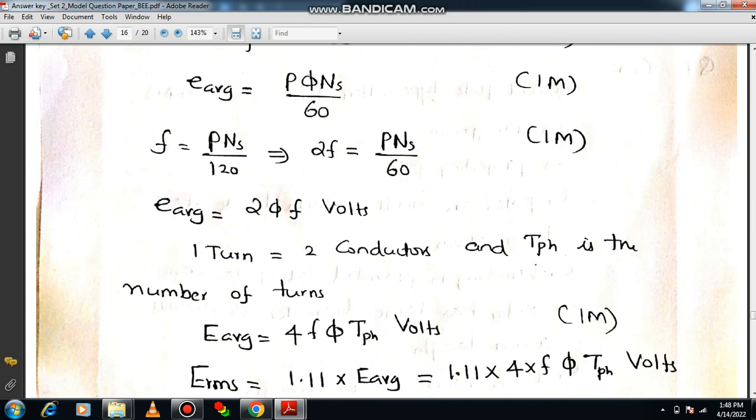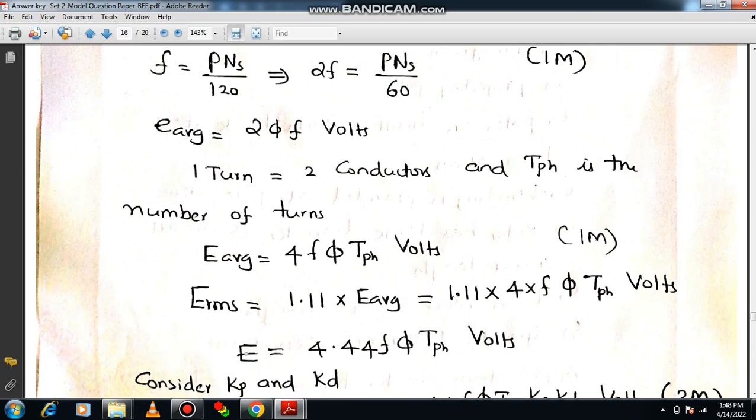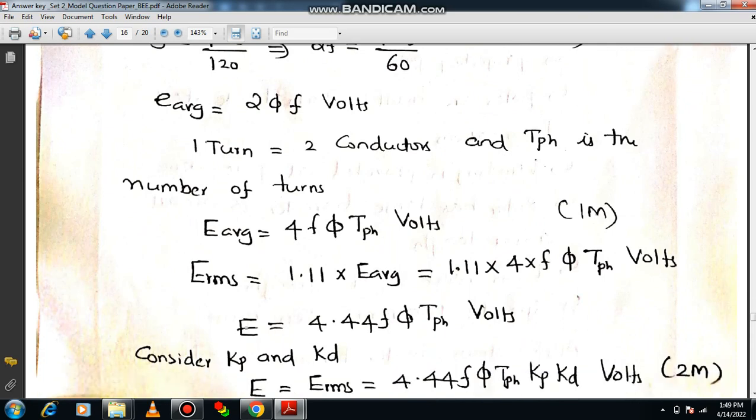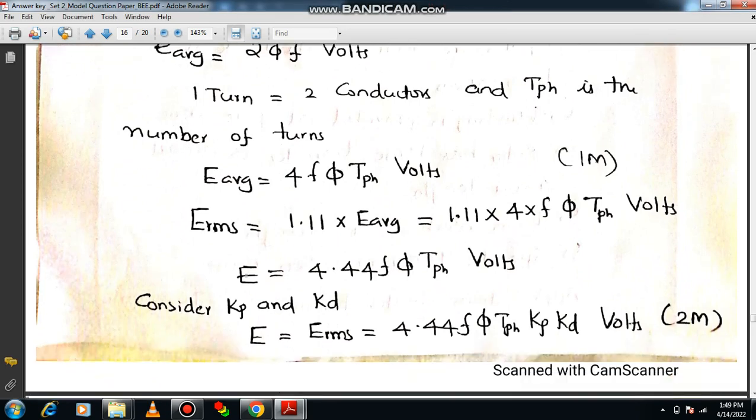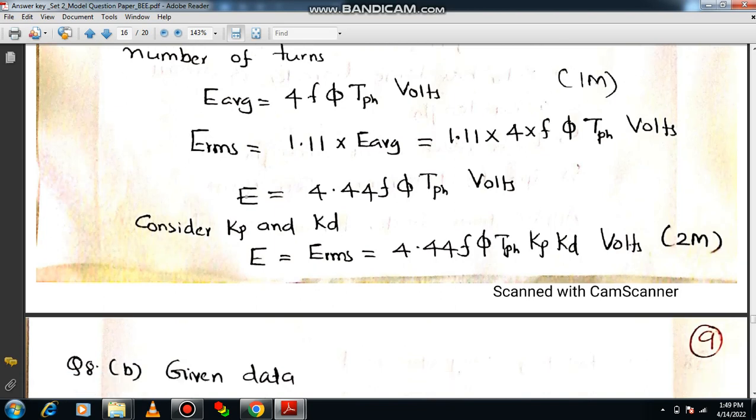Then one turn is equal to 2 conductors and T phase is the number of turns. Therefore E average can be written in terms of TPH, turns per phase. Then we can convert the average value into the E RMS value using the form factor. Form factor is equal to RMS value by average value. Therefore RMS value is equal to 1.11 into average value. Ultimately I can consider the Kp and Kd, the pitch factor and the distribution factor. Then I will be getting the ultimate answer as 4.44 F phi T phase Kp into Kd volts.